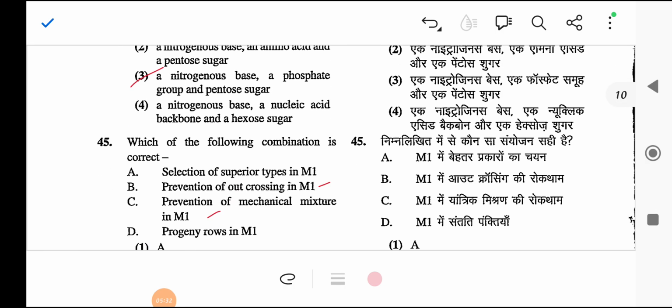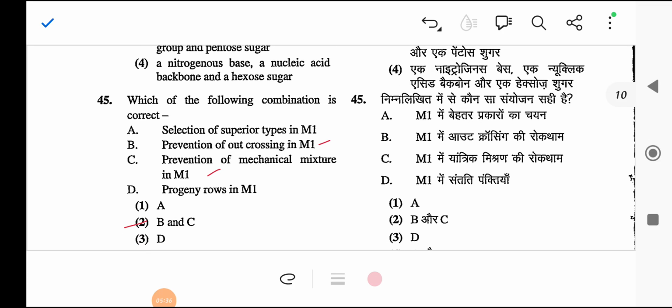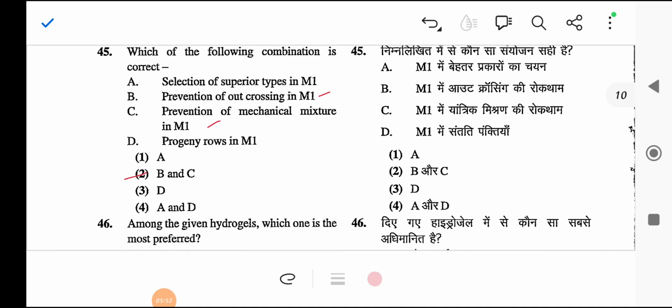Next is, which one of the following combinations is correct? So here: selection of superior types in M1, prevention of outcrossing in M1, prevention of mechanical mixture in M1, progeny rows in M1. Here outcrossing should not be there in M1 and mechanical mixture should not be there in M1.